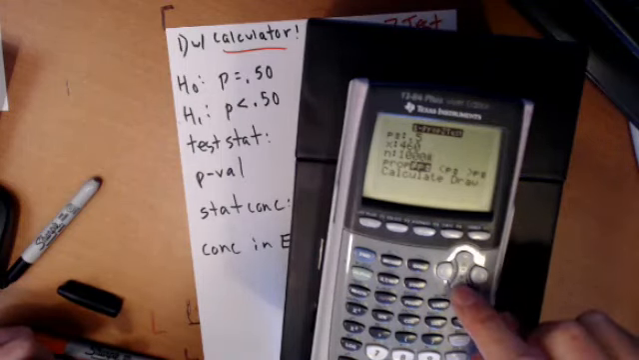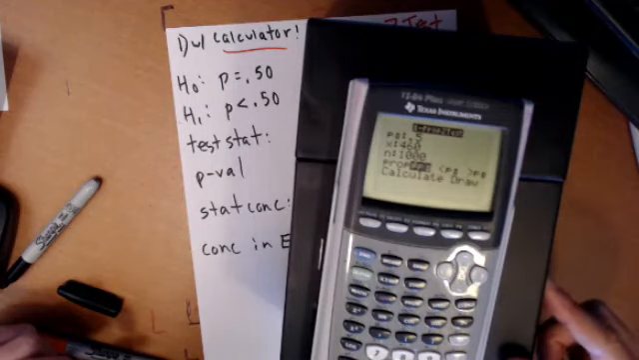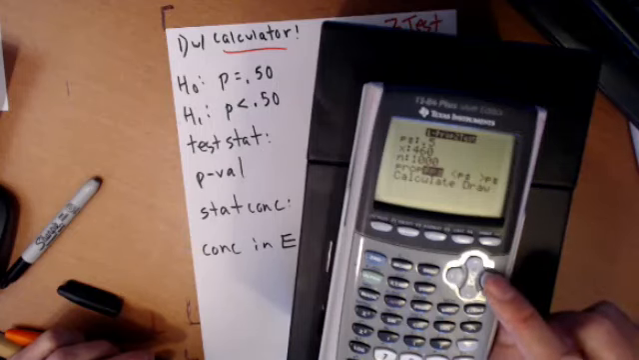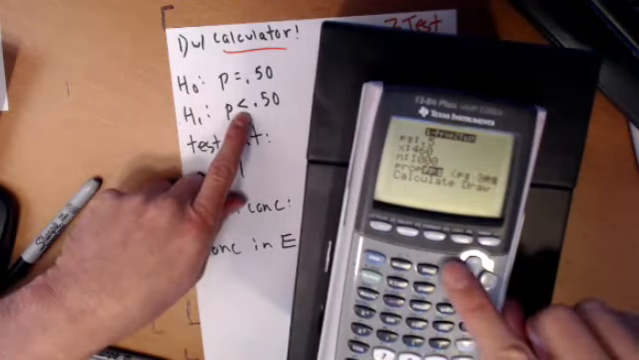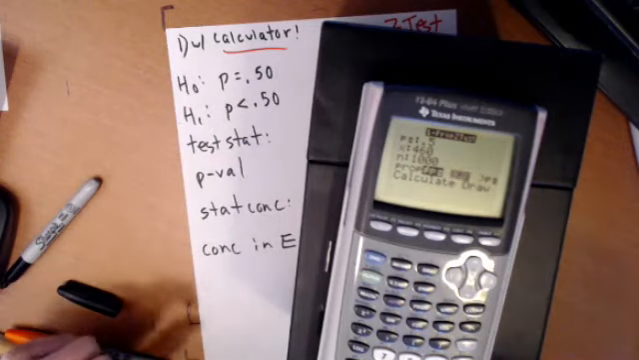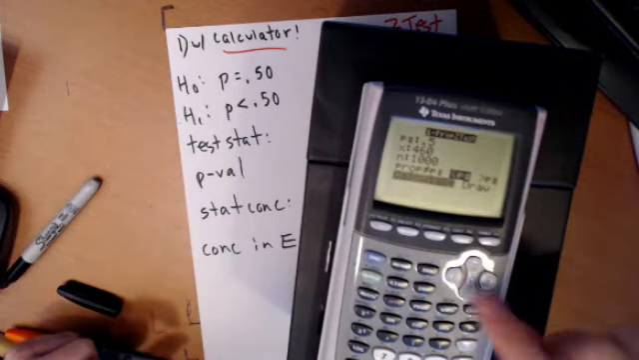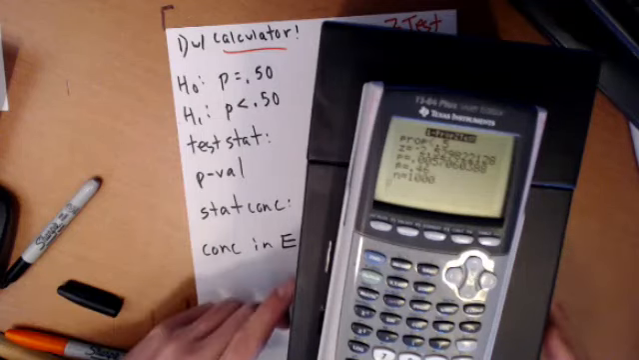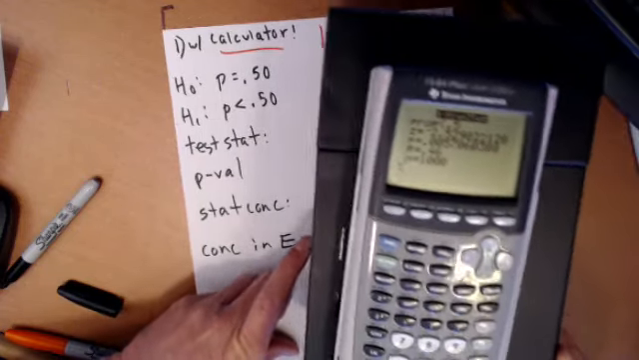And then it says our alternative hypothesis. What symbol do we need to give it? A does not equal symbol, a less than symbol, or a greater than symbol? You see how we have a less than symbol? Slide over to less than, hit enter, so it's blinking. Slide down to calculate, and hit enter. Then it gives me all the information.